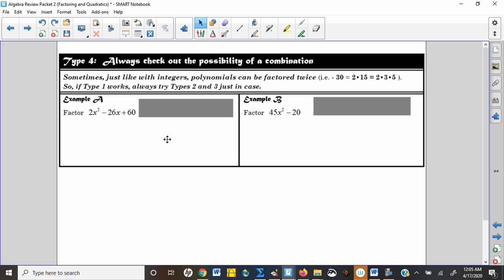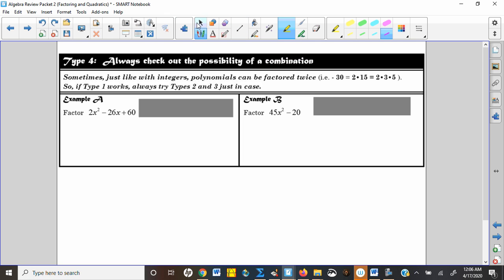Here are some that get a little spicier, but these aren't as bad if you consider combinations. So always look to factor out just a common term first if you can. That makes the rest of it so much easier.